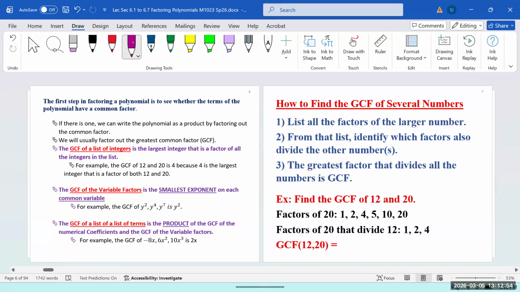So among 1, 2, and 4, which one is the biggest one? 4. So what's the GCF between 12 and 20? 4. The biggest number that divides both 12 and 20. That's called GCF, greatest common factor. And that's how we find common factor for any numbers.